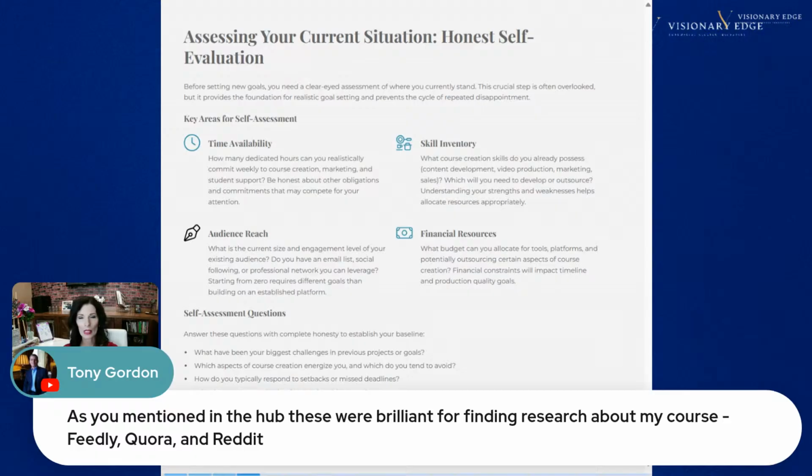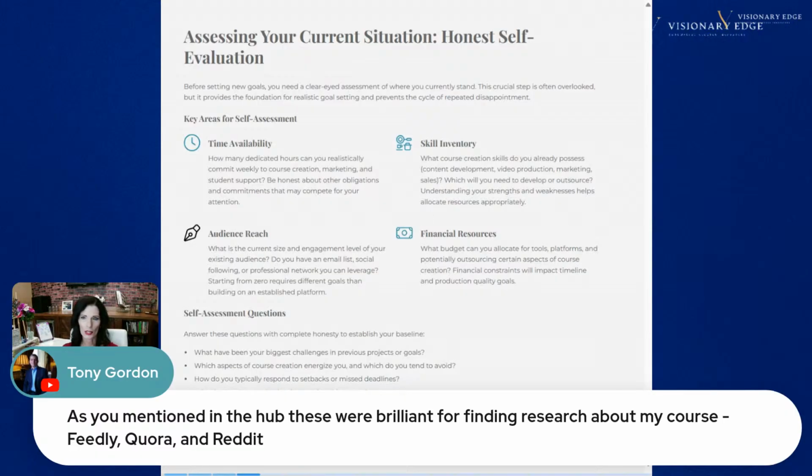Do you have an email list, a social media following, any kind of professional network? This can be an in-person professional network as well that you can leverage. Starting from zero obviously requires different goals than building out on an established platform.